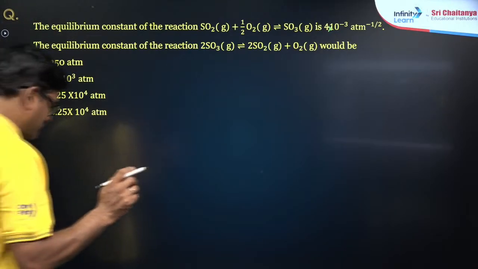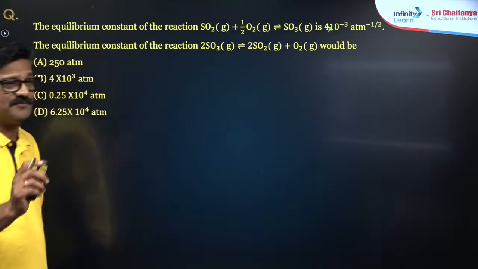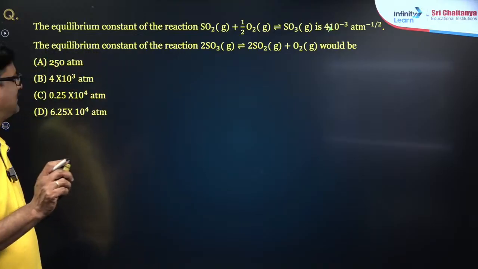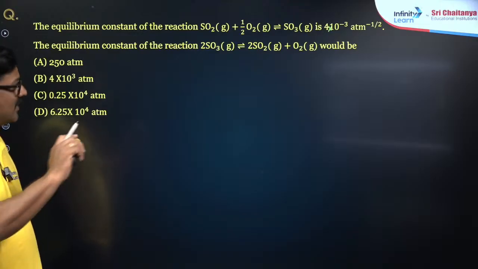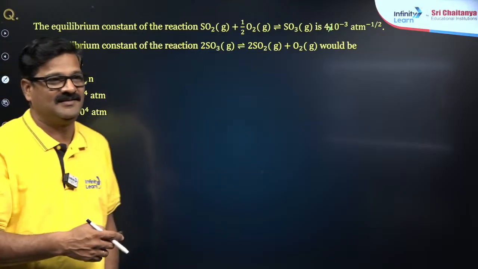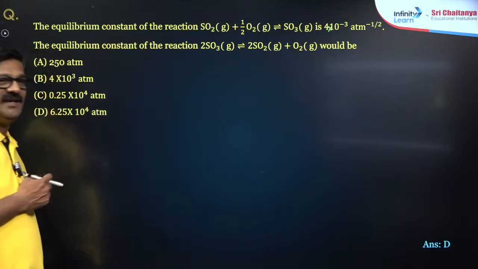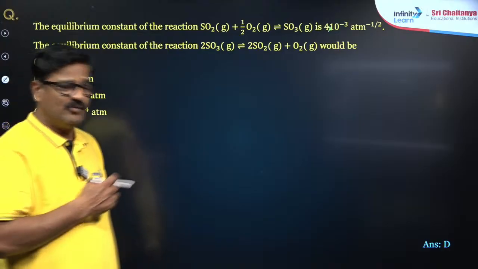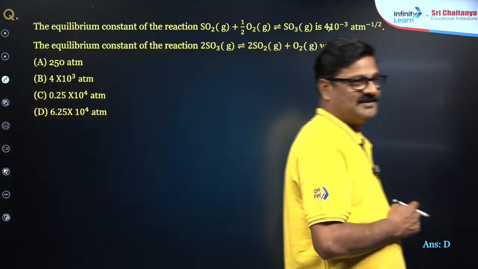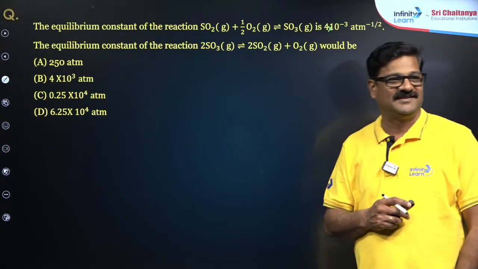So sulfur dioxide plus half O2 gives sulfur trioxide, 4 into 10 power minus 3. And you're asked the reverse of this, doubled. Yes, you want to say A. It is D. It's supposed to be D.